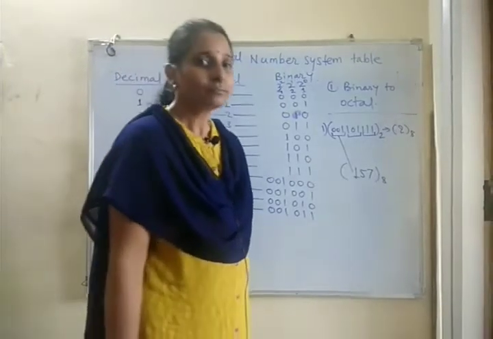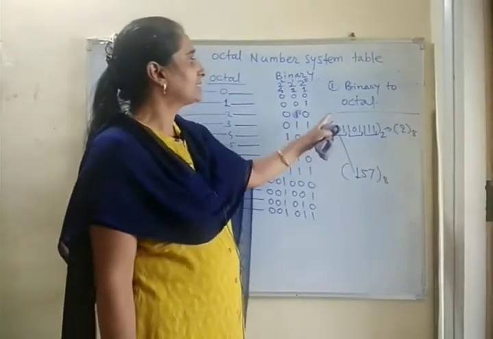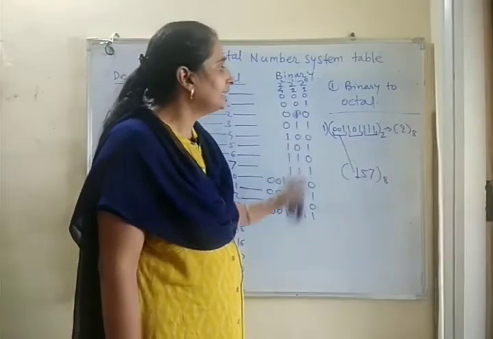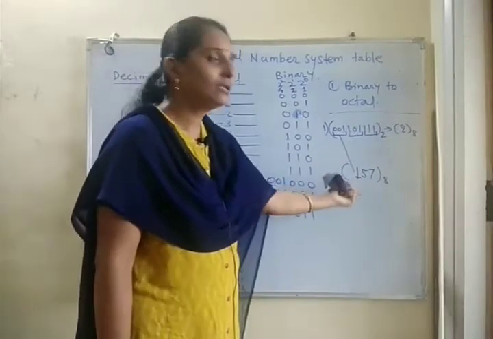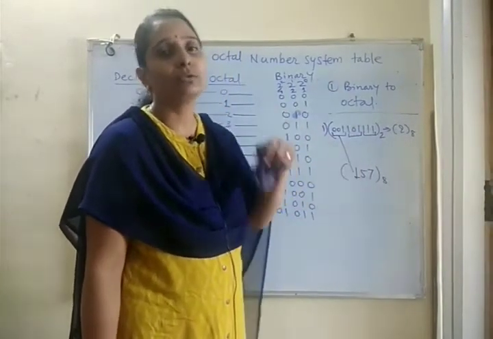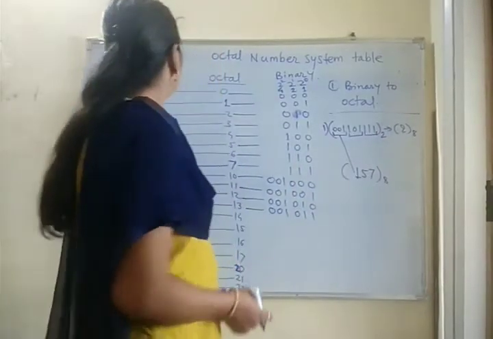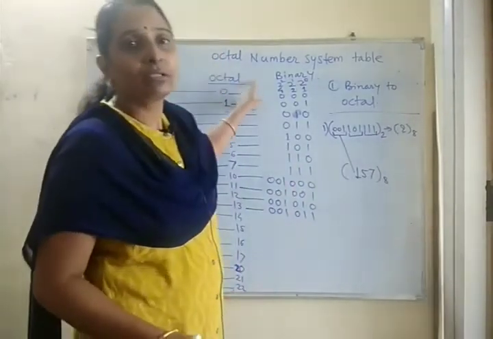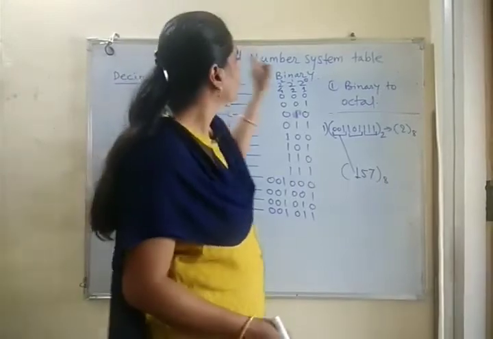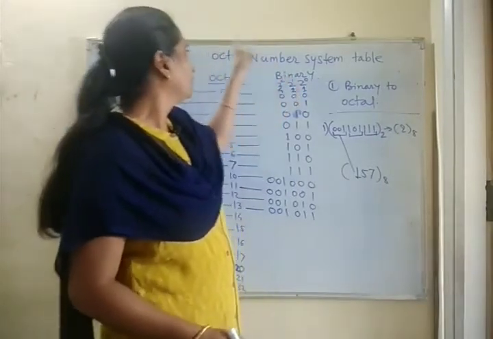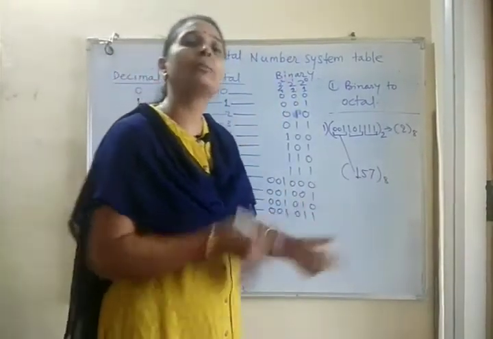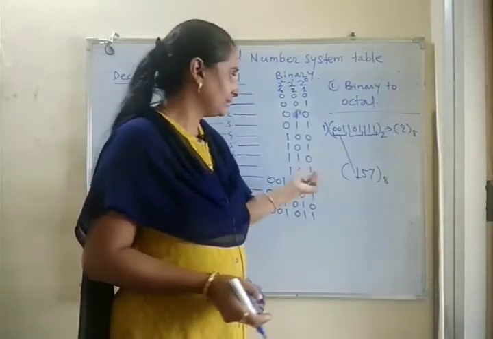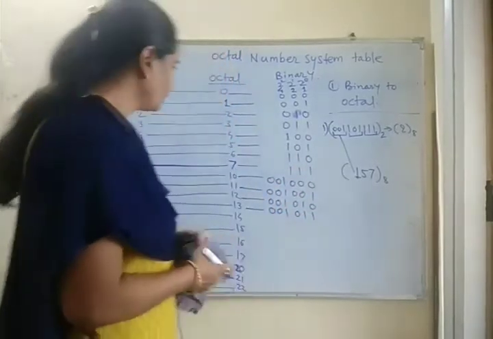Get it? So like this, you can convert any binary number to octal and any octal number to binary. Again, any decimal number to octal and any octal number to binary. Any binary number to octal. So like this, so many combinations you can do with this.